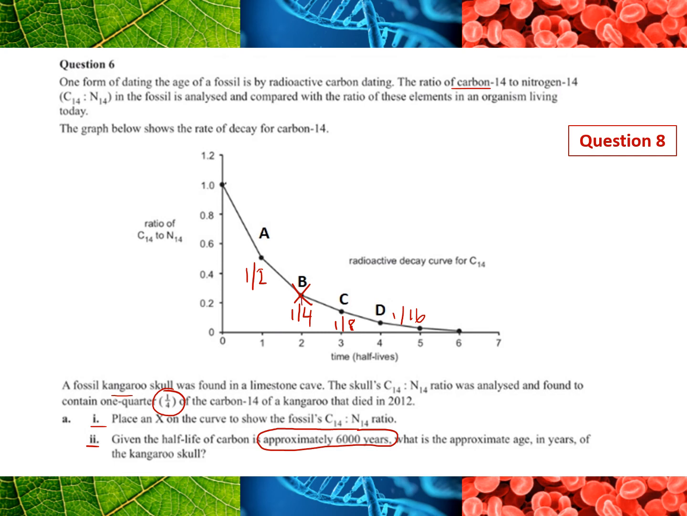So we're saying we know it's at this point here. That's 6,000 years-ish. And then the second half-life is another 6,000 years. Remember, that time stays stable. So 6,000 plus 6,000 would be 12,000 years.